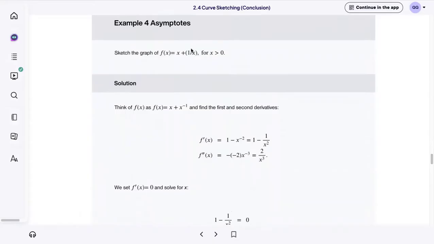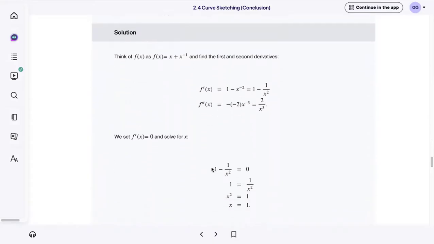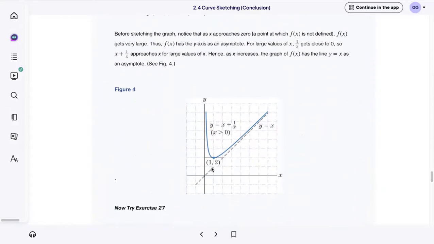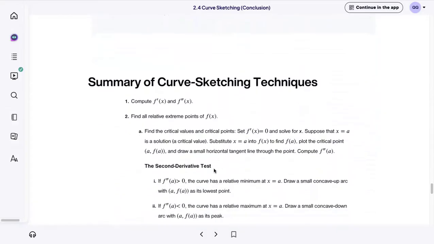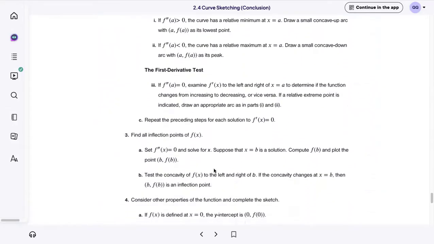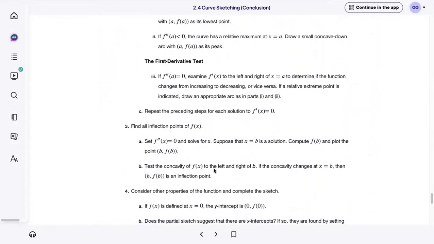If a rational function is involved, we'll see asymptotes. We'll see these slant asymptotes. All right, for us, we need to know the simple one, like before. And so how do we graph?